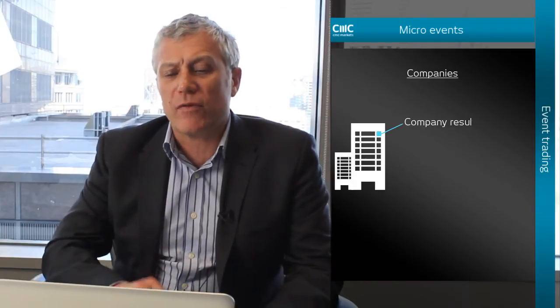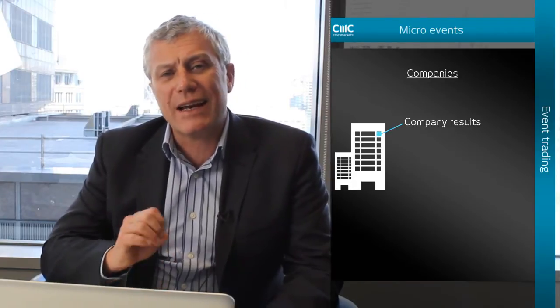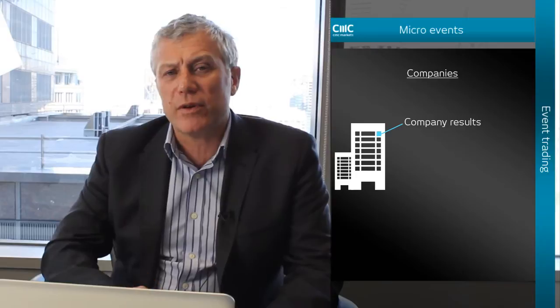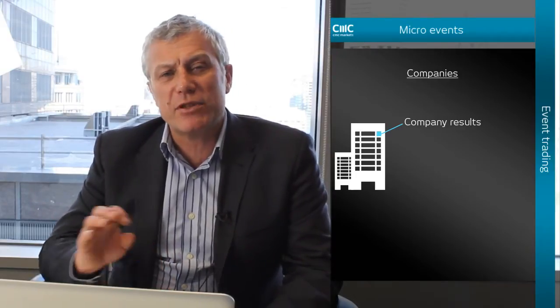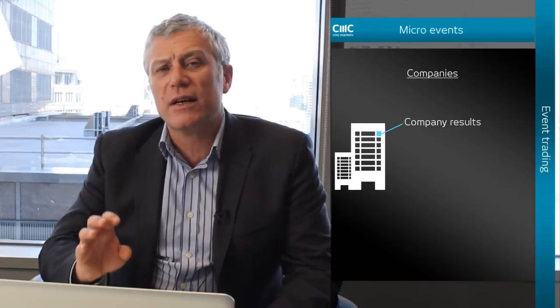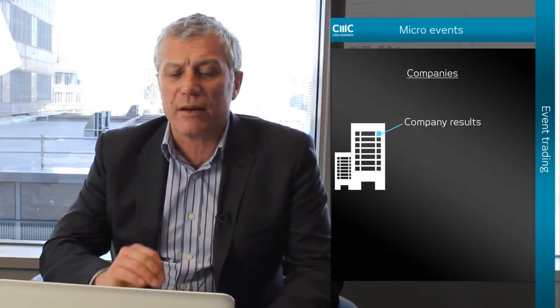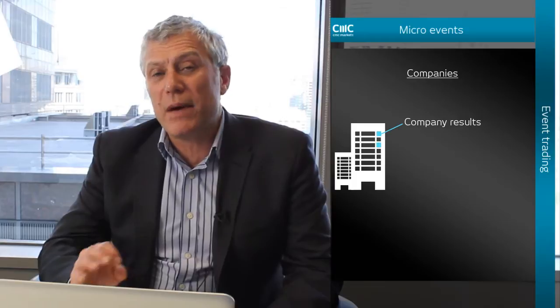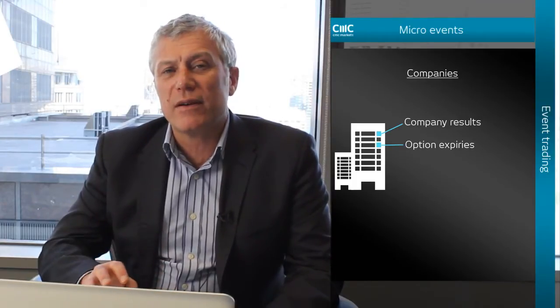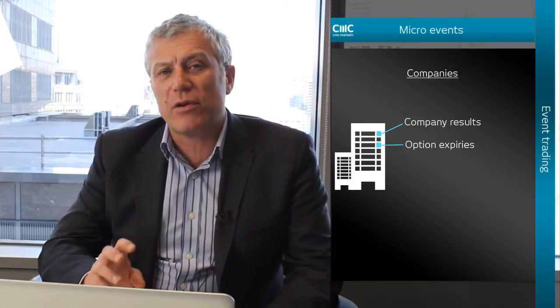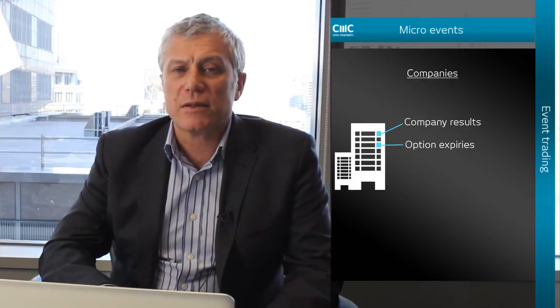When we're looking at micro events that affect company prices, company results are reported regularly, often quarterly, sometimes semi-annually, and annual reports can be very important, not only for the numbers that they produce, but the outlook of the management and their projections for the future. And this, of course, can affect the underlying share price. We also have regular market events like option expiries, and where options have been very active, that expiry day can affect the price of the shares.